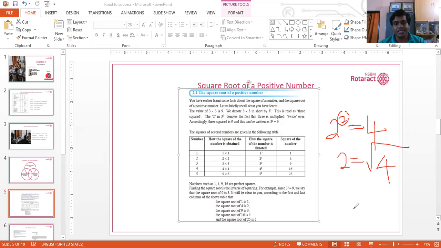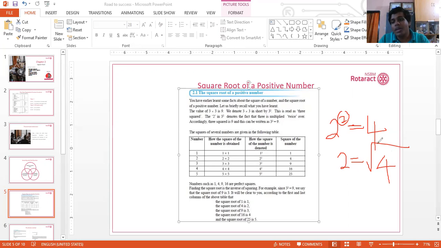What this means is, how did we get 4? 2 into 2. Okay. Square root is finding that one. Now, how do you find a square? It is multiplying the same number by another to get the square. So square root is finding that one number, because one number is repeated twice and multiplied to get the square. So finding the square root means finding that one number, what it leads to.